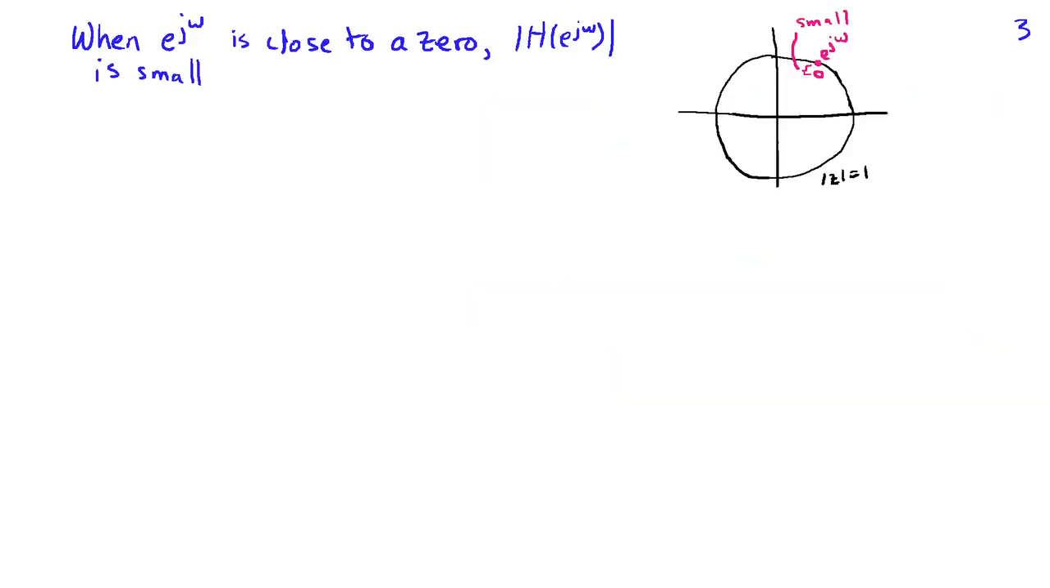Now it turns out that if e^{jω} is close to a zero, then the distance between e^{jω} and the zero is very small, and since this is in the numerator, it's going to make H(e^{jω}) small.